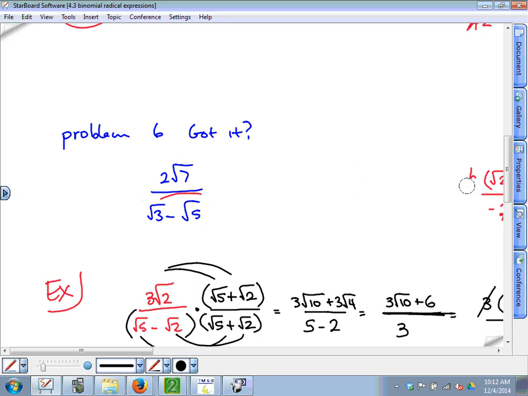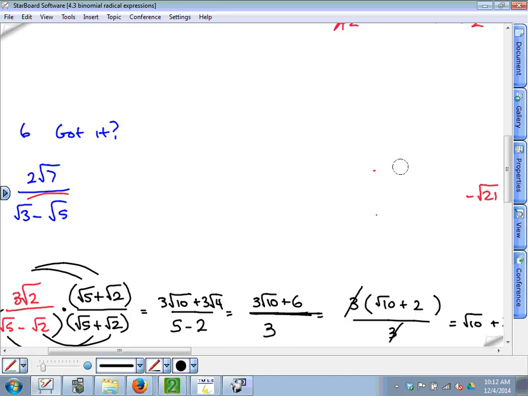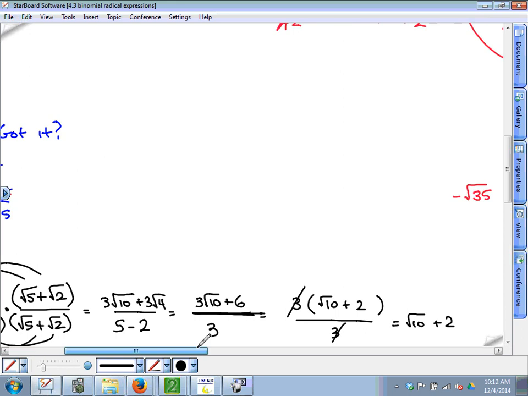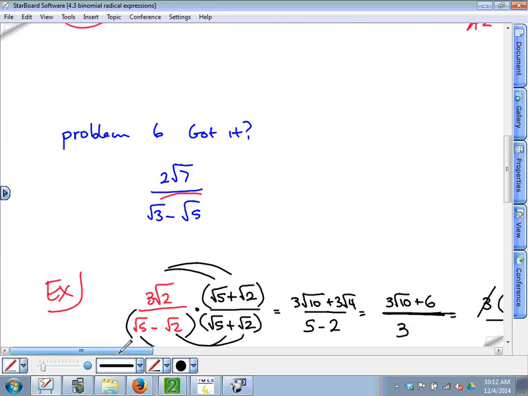Check it out. Some of you got it. Some of you are really dang close. There's just one teeny tiny thing. So you've got to start by multiplying by the conjugate. It's the square root of 3 plus the square root of 5.